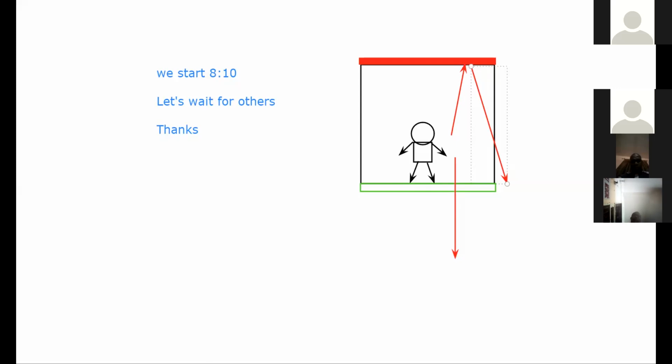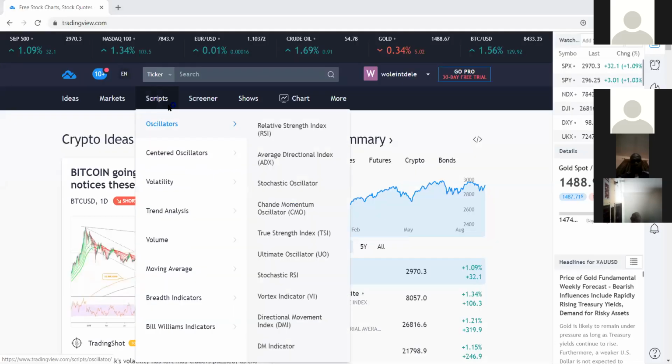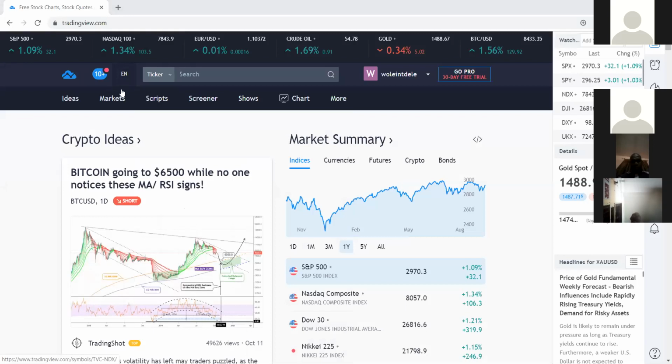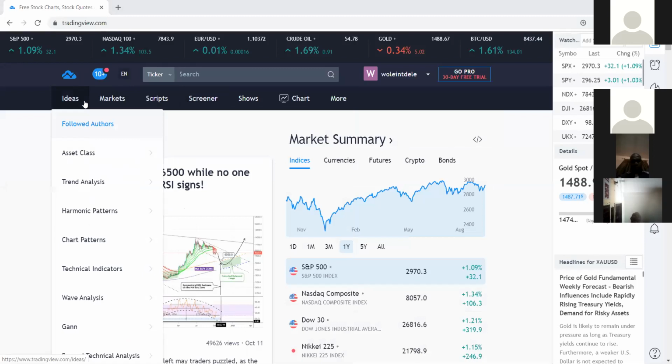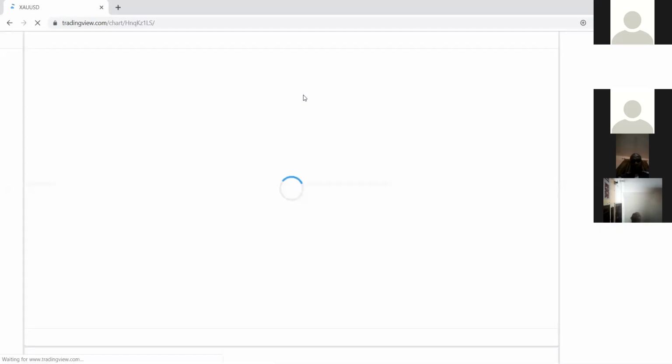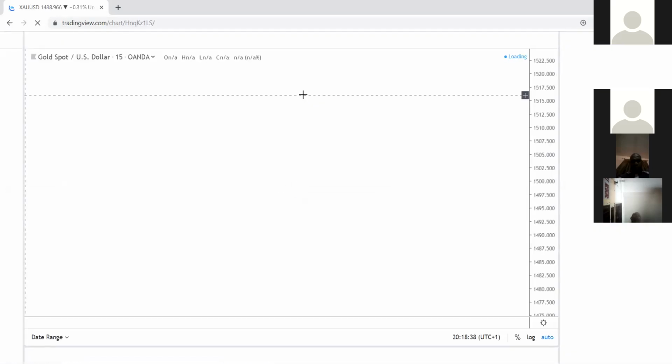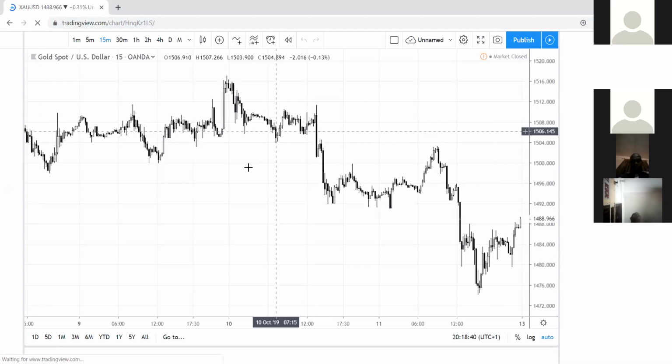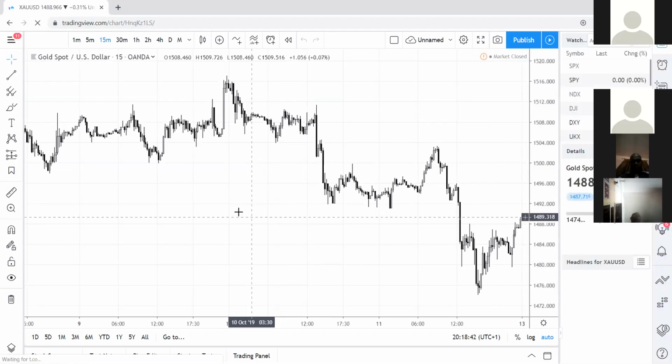Let me go to my main chart right now. Sometimes I use MetaTrader 4, sometimes I use TradingView. To access TradingView, all you have to do is go to tradingview.com and click on charts.